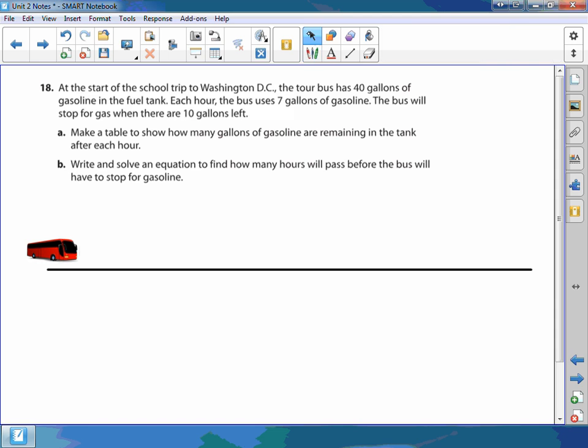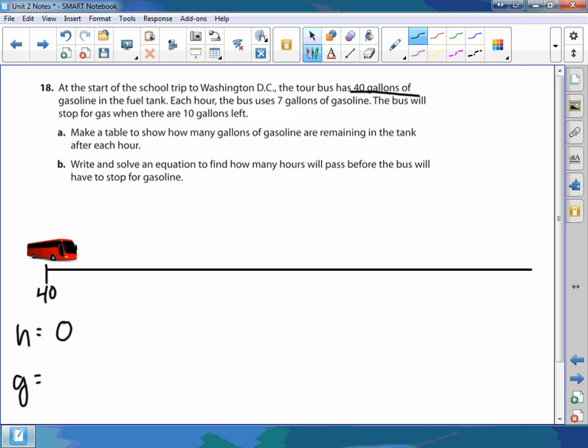So in the table that you create, I'll just create a makeshift table below here. We would say H, representing the number of hours traveled, is 0. And we're also going to measure the number of gallons that are left in the tank as time passes. So at the very start of this trip, you should realize that the tour bus has 40 gallons of gasoline. So when time is 0, I could put the time up above the bus even, the number of gallons left in the tank would be 40.